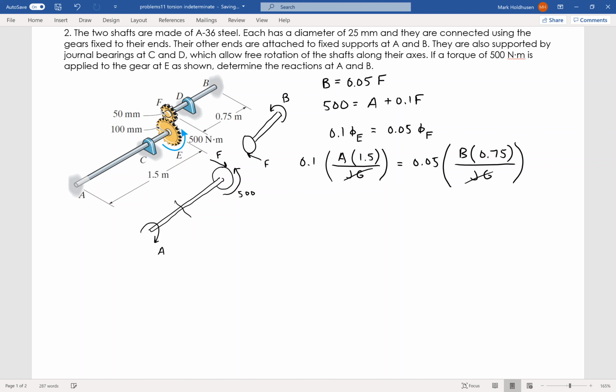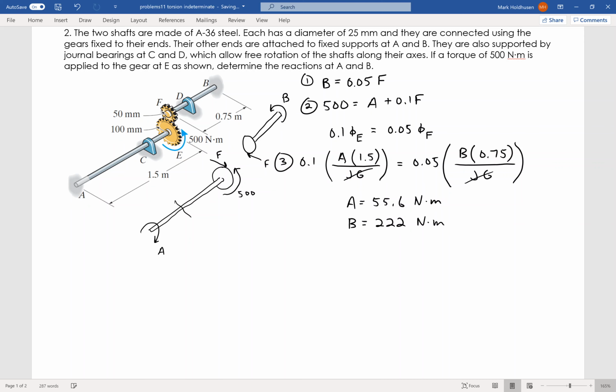So what I have now is three equations and three unknowns. Going through the algebra on this, here's equation 1, equation 2, equation 3. I can go through all of the manipulation on this, and I learned that A equals 55.6 and B equals 222, and these are Newton meters because I put everything in newtons and meters.